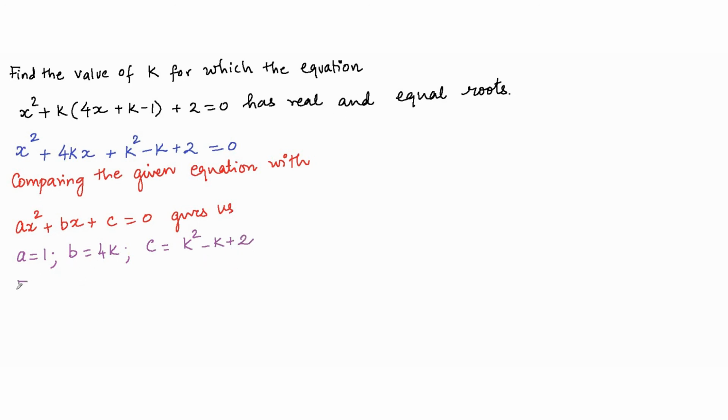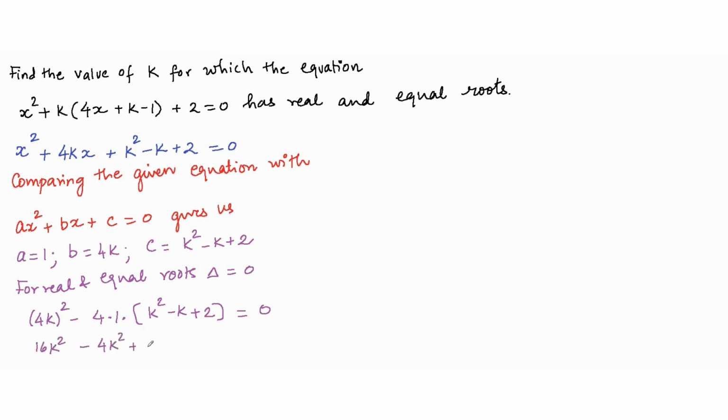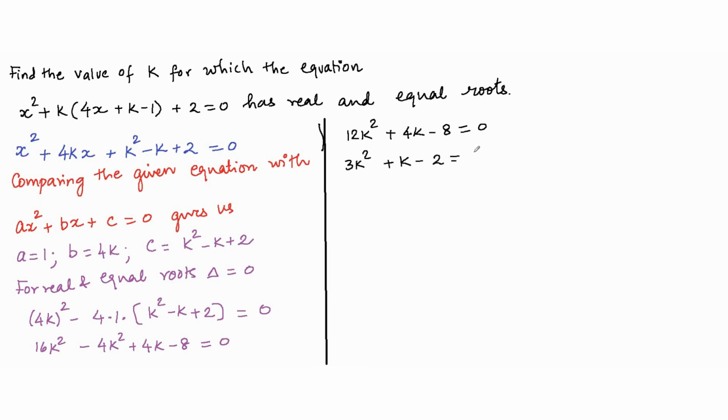For real and equal roots, I know that the value of the discriminant should be equal to 0, which means b square minus 4 times a times c, that's k square minus k plus 2, should be equal to 0. So solving this, I get 16k square minus, let's open the bracket, 4k square plus 4k minus 8 should be equal to 0. So from this I can now find the quadratic equation for k. 16k square minus 4k square is 12k square plus 4k minus 8 equals 0. We can divide the equation throughout by 4. So 3k square plus k minus 2 is equal to 0.